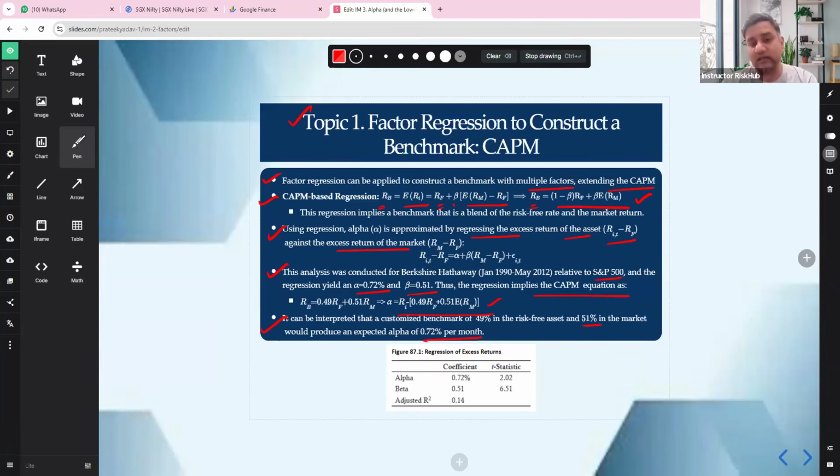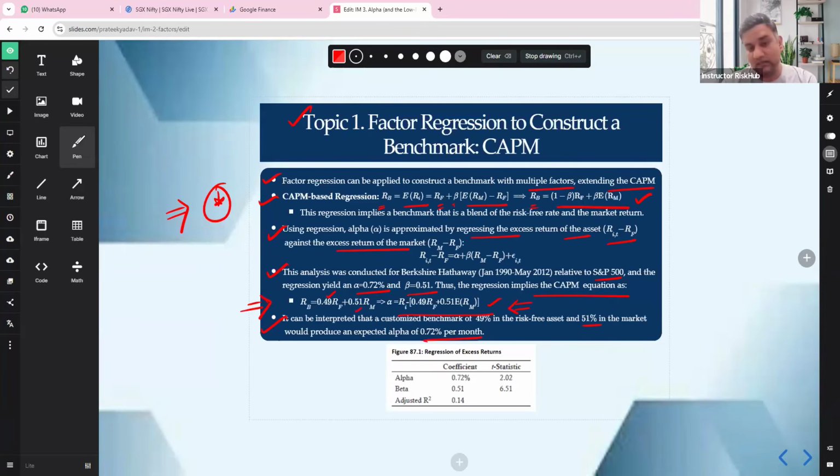So that's the whole idea: first you create your own benchmark, so you don't have to always look at the S&P 500, and then you find out your alpha. Once you have this own benchmark which has been constructed here, then you find out your own alpha, and then you say, okay, fine, my alpha will depend on this. So the overall idea is very simple: if the portfolio is less risky than the market, the benchmark should be 0.49 RF, the risk-free asset, and 0.51 risky asset.